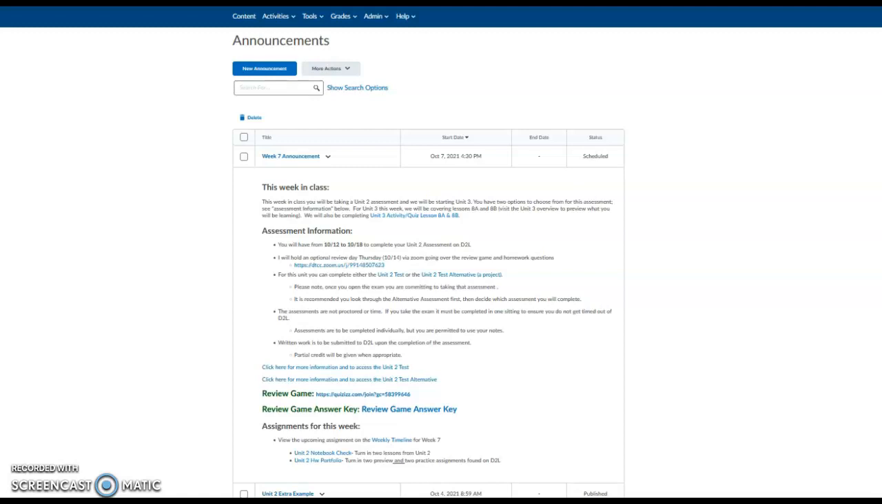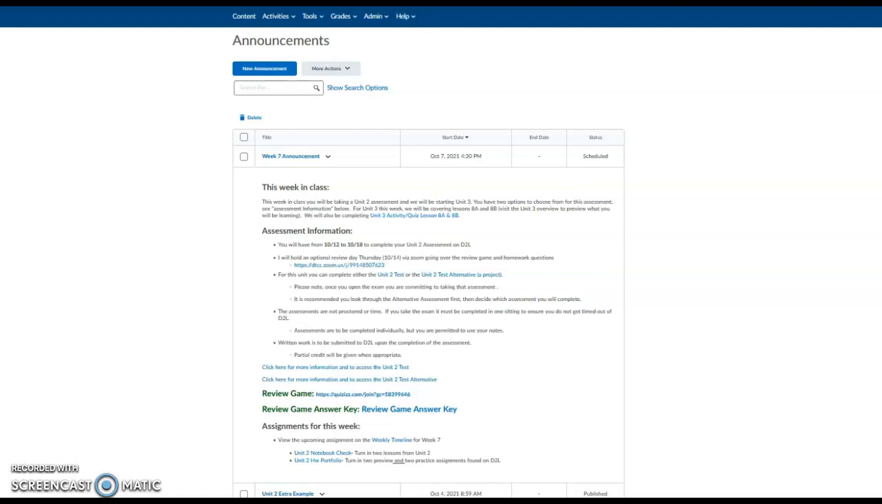For this unit, you can either complete a traditional exam or complete the Unit 2 test alternative, which is an additional project. Please note, once you open the exam, you are committing to taking that as your Unit 2 assessment. It is recommended that you first take a look through the project and then decide which of the two options you would like to complete. As with Unit 1, the assessments are not proctored or timed, and you are allowed to use your notes. Please make sure you're completing these assessments on your own.